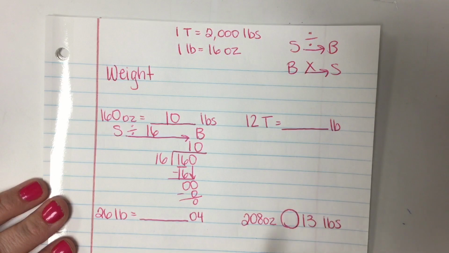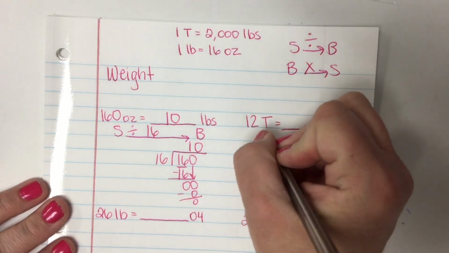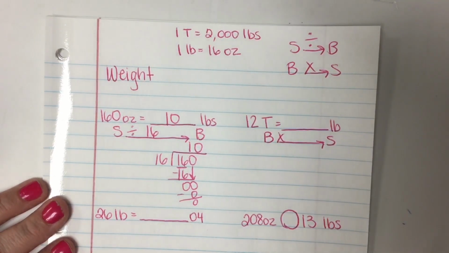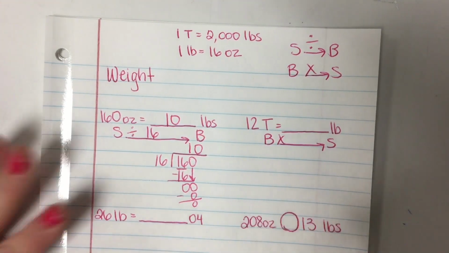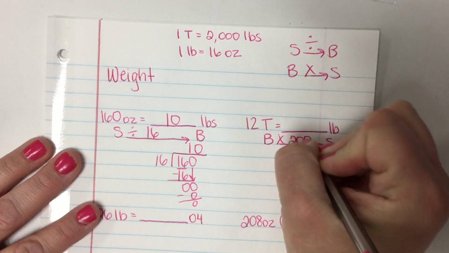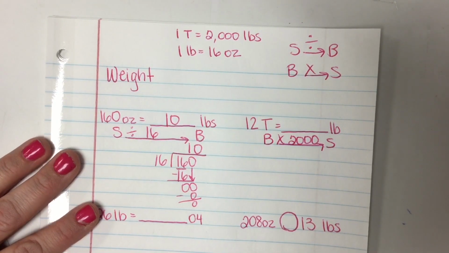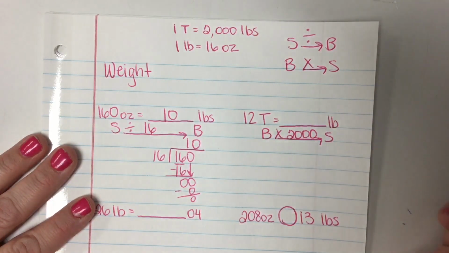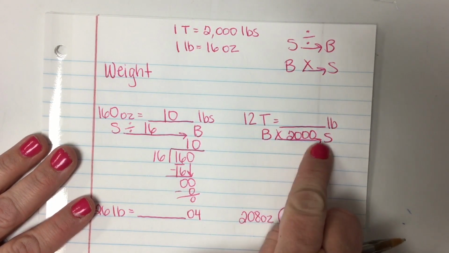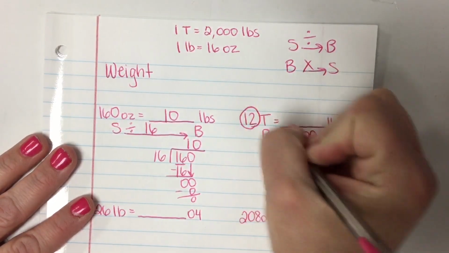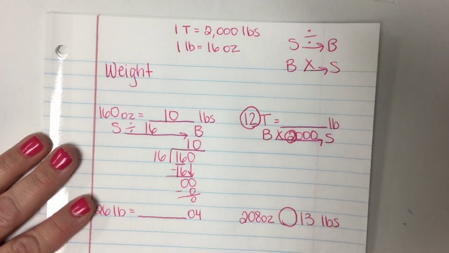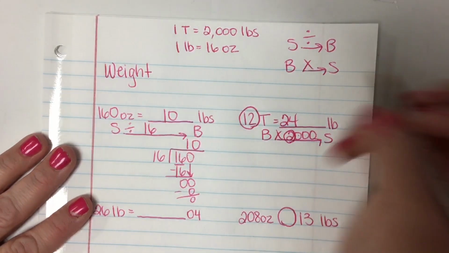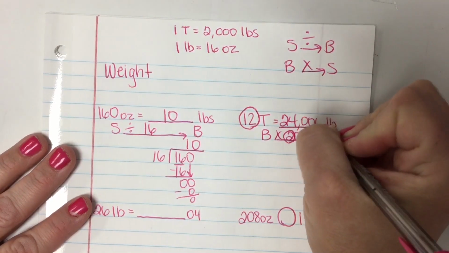Okay, 12 tons equals how many pounds? Well, tons is my biggest measurement. Pounds is my smallest, so we're multiplying. Okay, in every ton, there's 2,000 pounds. So all we have to do is multiply 12 times 2,000. Well, remember when you have zeros at the end, all you have to multiply is 12 times 2. Okay, 12 times 2 is 24, and then you add 1, 2, 3 zeros.